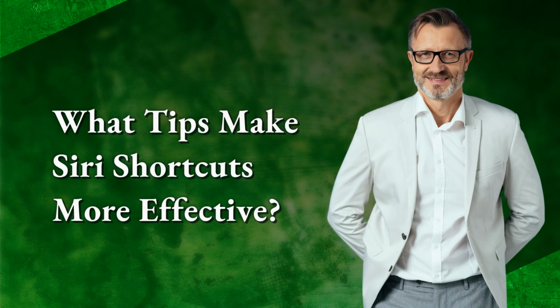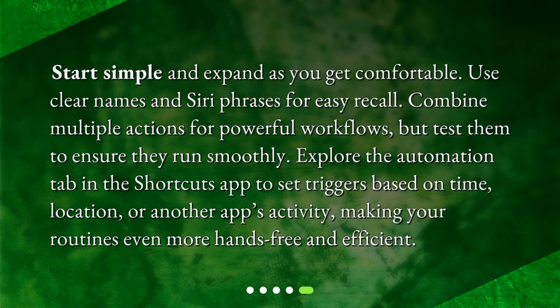What tips make Siri shortcuts more effective? Start simple and expand as you get comfortable. Use clear names and Siri phrases for easy recall. Combine multiple actions for powerful workflows, but test them to ensure they run smoothly. Explore the Automation tab in the Shortcuts app to set triggers based on time, location, or another app's activity, making your routines even more hands-free and efficient.